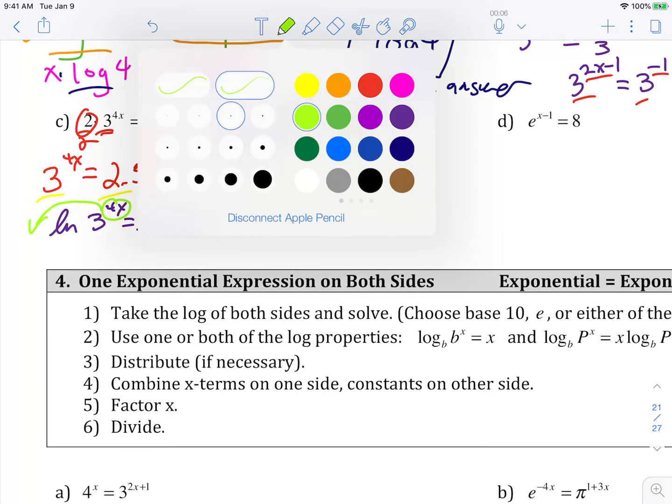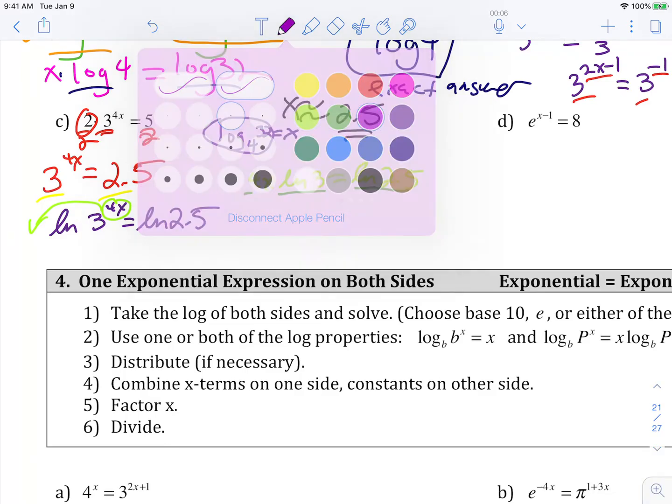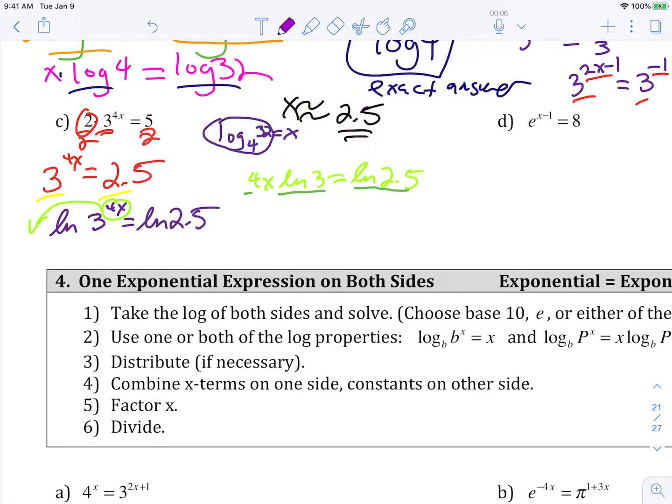And again, this is just an algebra problem of one step. It could be a one-step equation. This is a number, this is a number, this is a number. So all I have to do to get x by itself is divide by 4 and by natural log of 3. So x is equal to the natural log of 2.5 over 4 natural log of 3.